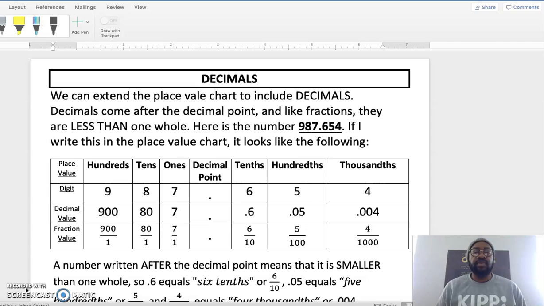So, just to review, when we're talking about decimals, decimals come after the decimal point, and like fractions, they are less than one whole. We learn how to do various things with decimals.